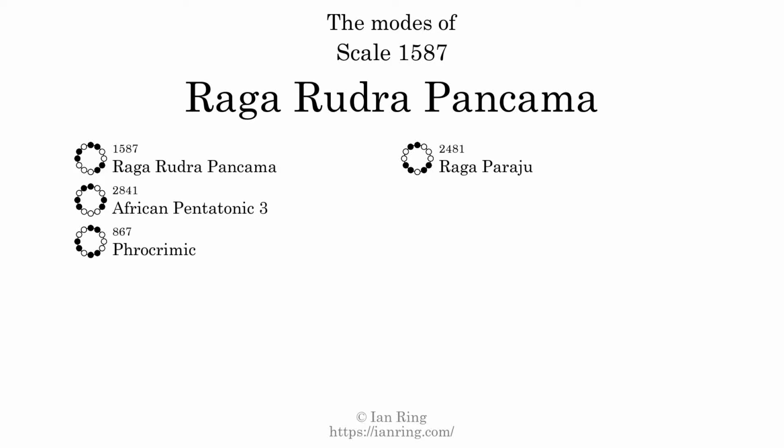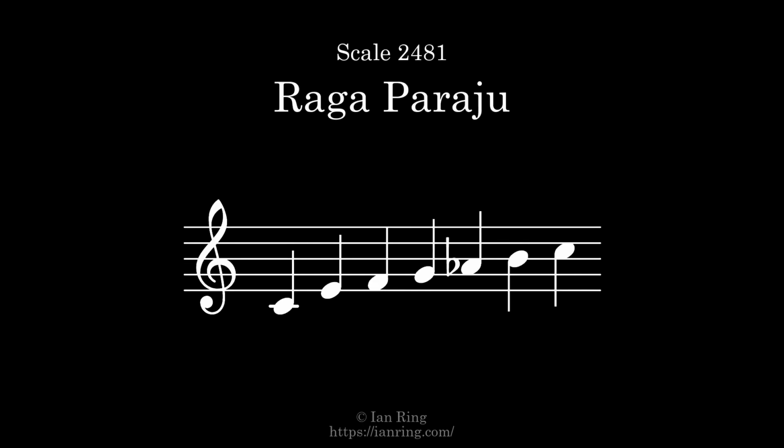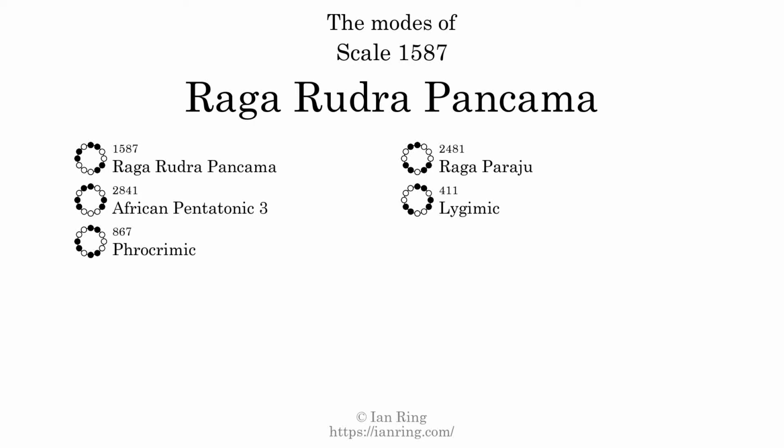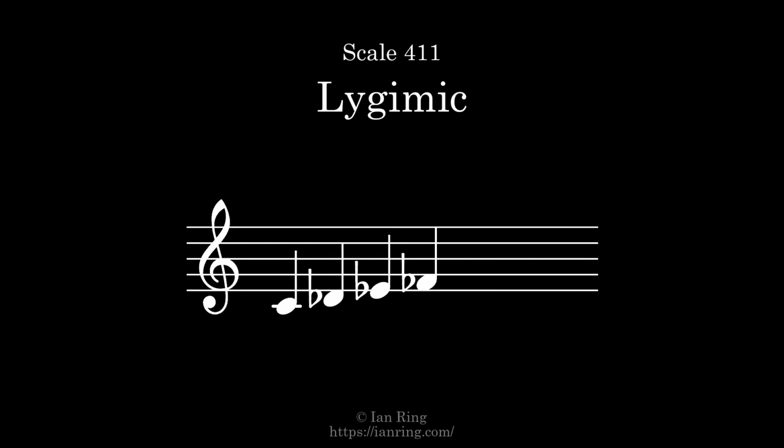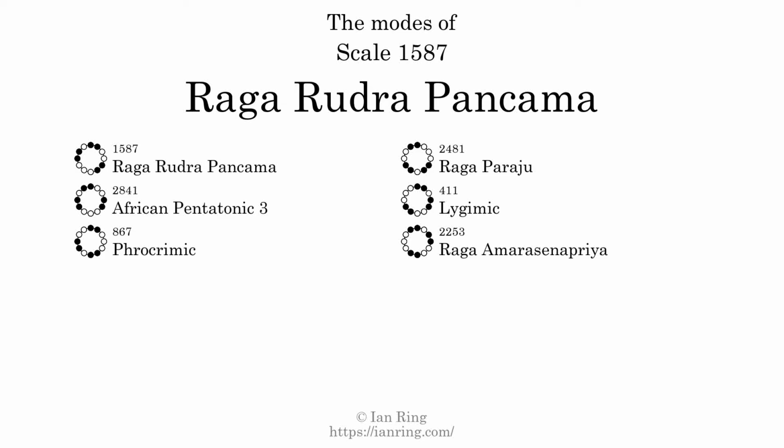The fourth mode is scale 2481, also known as Raga Rudra. It sounds like this. The fifth mode is scale 411, also known as Lyjamic. It sounds like this. The sixth and last mode is scale 2253, also known as Raga Rudra. It sounds like this.